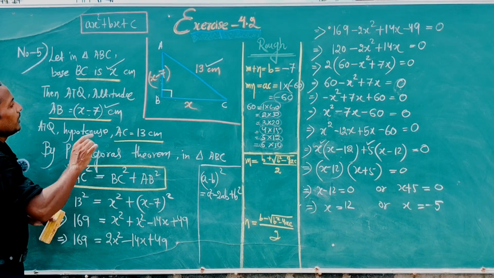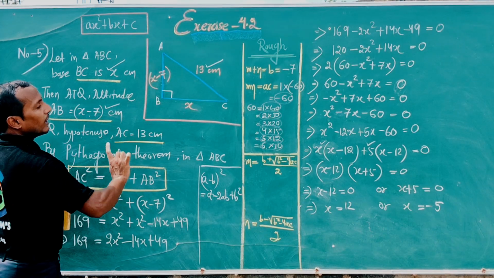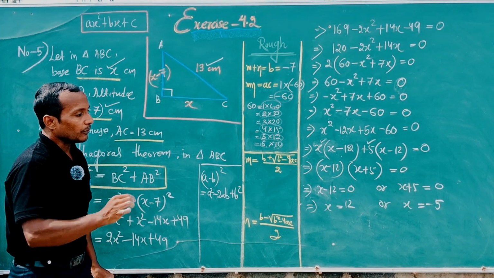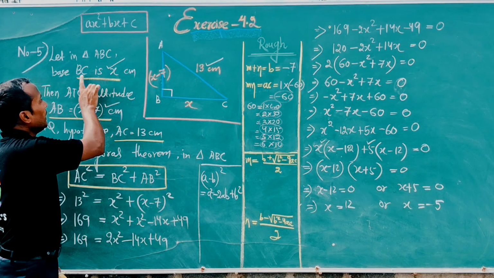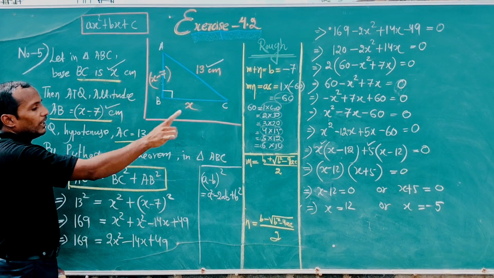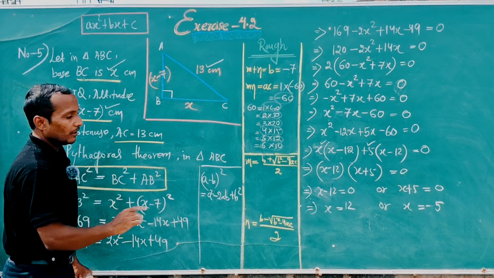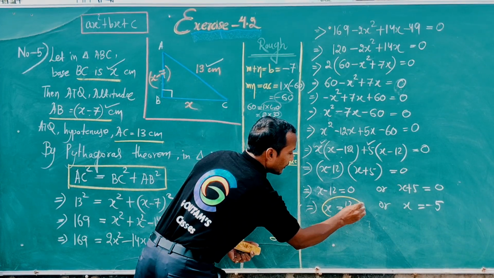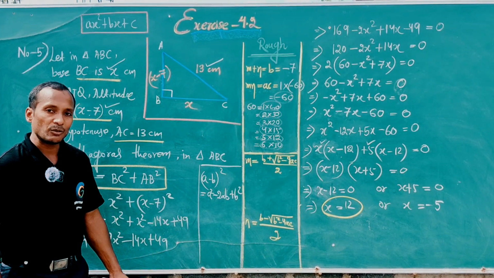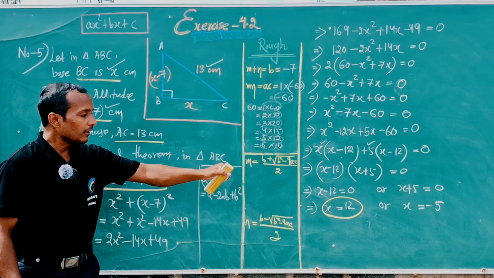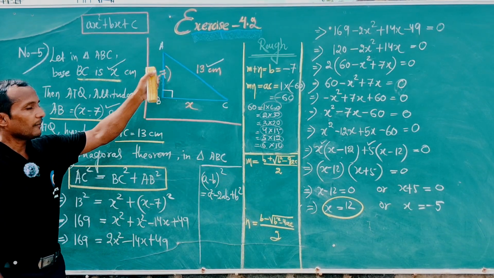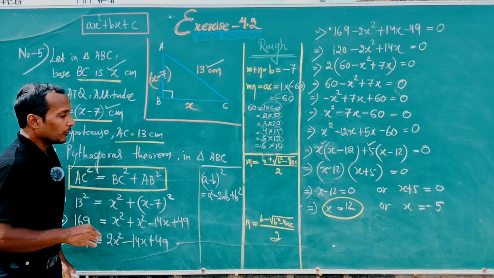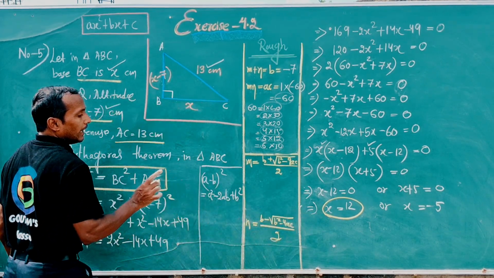Let's see. Here we had a triangle. The length of a triangle cannot be negative. So x can't be minus 5. BC, which is x, cannot be negative, meaning cannot be minus 5. Then which value will we take? For us, our answer is x is equal to 12. This is a positive value. This can be the length of a side of any polygon. All right. So x is equal to 12 is our required answer.